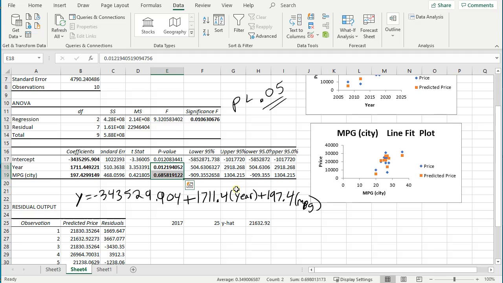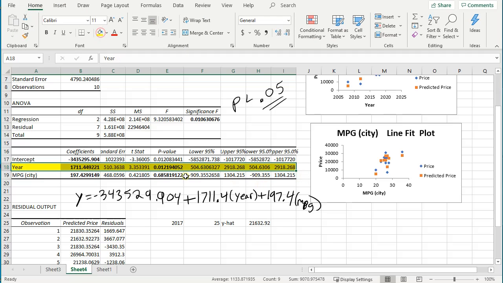Okay, all right, next moving on to these p-values. What do these p-values mean? Well, that first p-value is less than 0.05, so it's a significant p-value. It's a significant predictor, basically. Year is a significant predictor because that p-value is less than 0.05. So that's a significant predictor. It's an important predictor at predicting price.